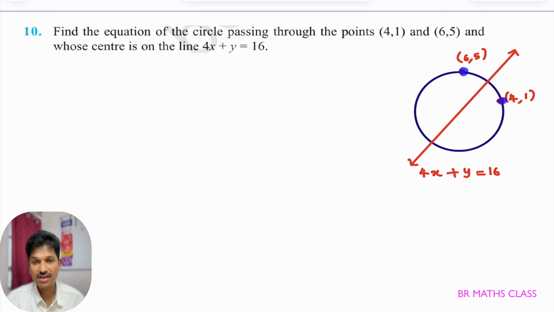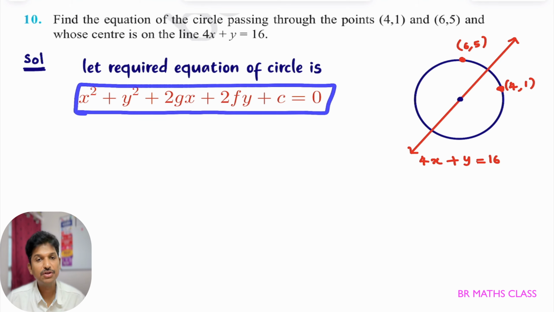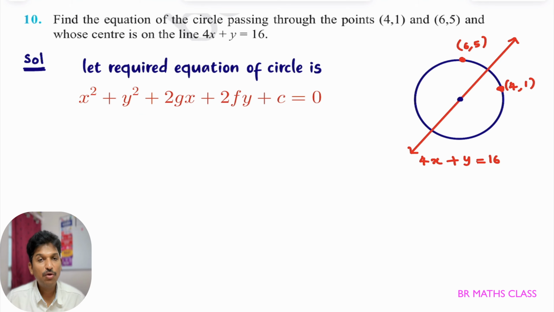And they mention that whose center, that means the circle whose equation you want to find, that circle's center lies on this line. See, this is the center of the circle. Center of this circle lies on the line. That line equation they also gave, 4x plus y equal to 16. So this is the data given. You need to find this circle equation. In last class, we learned that general form of a circle equation is x square plus y square plus 2gx plus 2fy plus c equal to 0. I want to find the circle equation. I take this as the required circle equation.